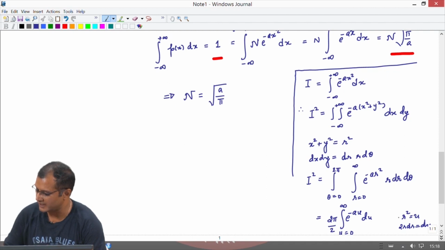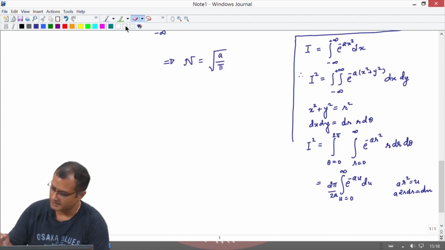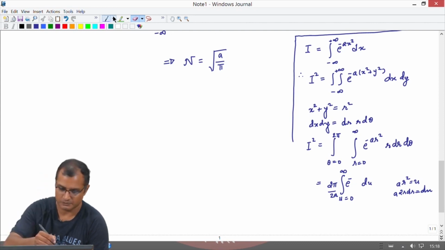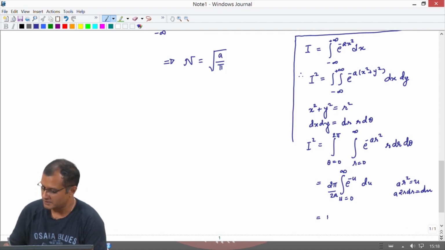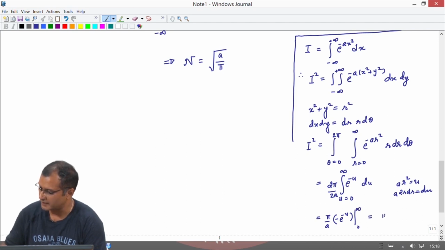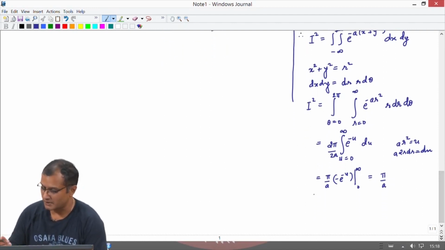In fact, I am going to substitute a r square as u. So, I will get a into 2 r dr as du, so I will get a 2 a here, and I will get an e raised to minus u. Okay. And so, this would be just pi by a, the integral of e raised to minus u is minus e raised to minus u, and you supply the limits 0 to infinity, this is simply pi by a. Okay. Now, this is I square, which means I is square root of pi by a.